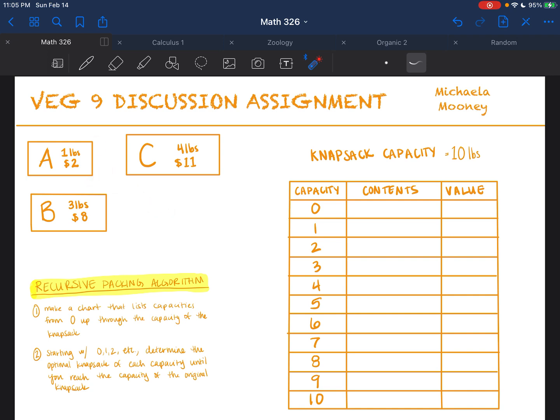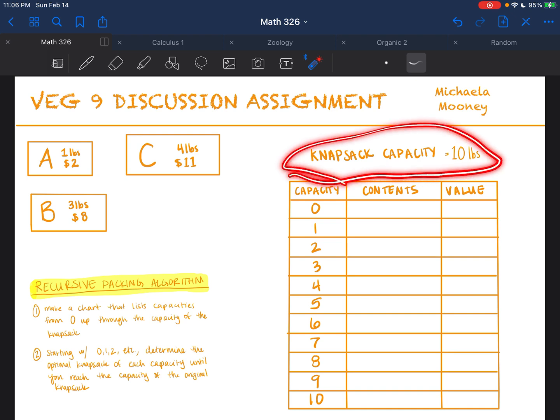But we could fill it with, so A weighs 1 pound. So we could fill it with 10 A things that are 1 pound each, or we could fill it with 2 C's, which would be 8, and then 2 A's, which would be 10, or we could fill it with 3 B's at 3 pounds apiece, so that would be 9, and then 1 A. The combinations are endless, but filling it to capacity isn't the only thing we have to worry about.